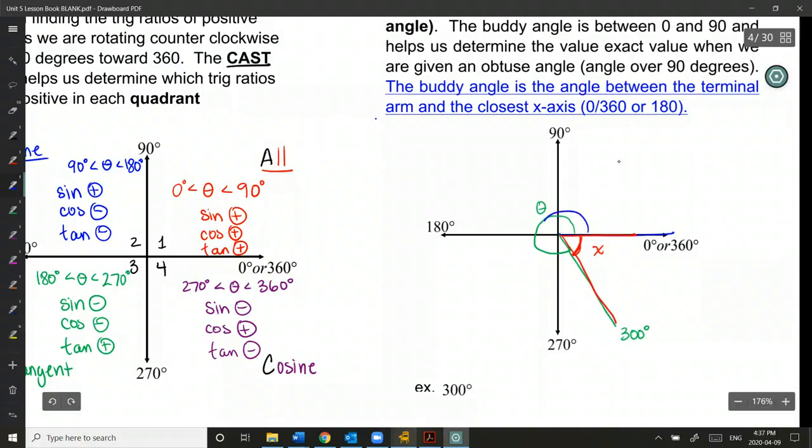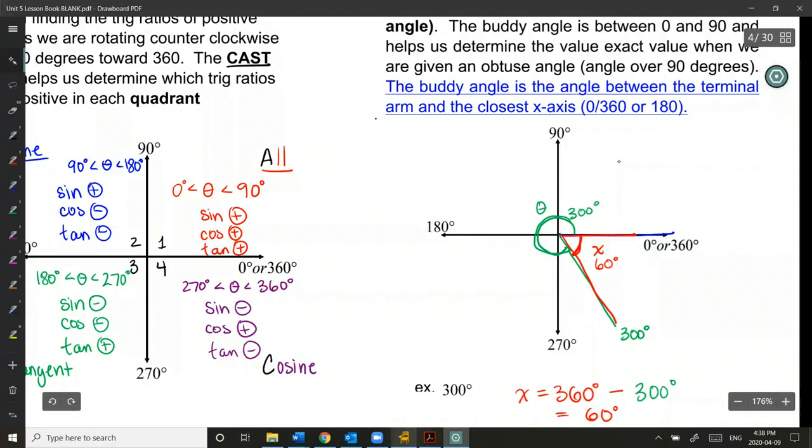Here's what we know. I know that this whole rotation around is 360, and I know that this is 300. So if the whole thing is 360, and I know that the green slice is 300, then x must be the difference between those two things. So our reference angle here will be 360 minus our rotation, which is 300, and that's going to give me 60 degrees. If I know that this is 300 degrees, this must be 60 degrees to make a full rotation of 360.